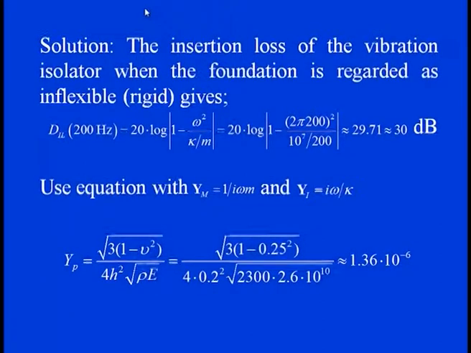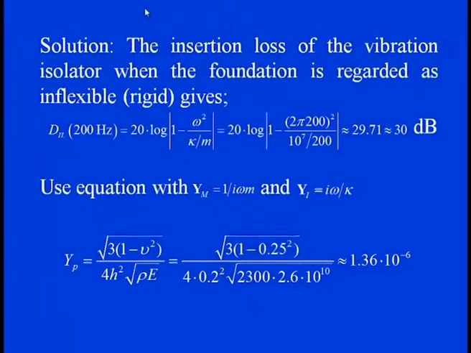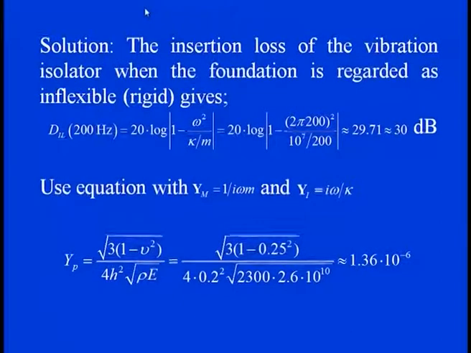solid. It is nothing but 20 log of 1 minus omega square divided by k by m, where we can calculate omega from the exciting frequency, that is (2 pi f) square, and the stiffness and the mass are given to us. So, for 200 hertz, as we are now going towards the higher mode of excitation, the insertion loss for 200 hertz is 20 log 1 minus, since it is 200, (2 pi 200) square divided by k, which is given as 10 to the power 7, divided by m, which is given as 200. So, the insertion loss is almost 30 decibels.